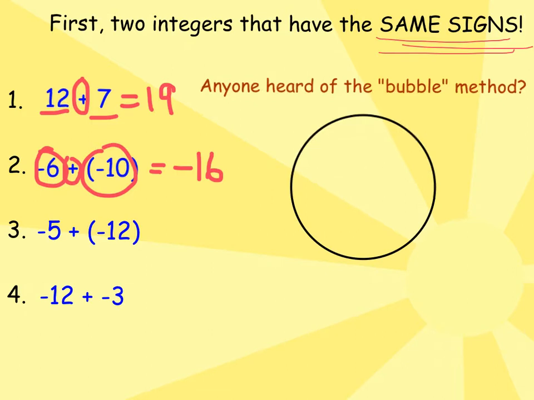Okay, let's see what you got. So for number 3, we have negative 5 plus negative 12, which is negative 17. And then negative 12 plus negative 3 is negative 15. Great job.